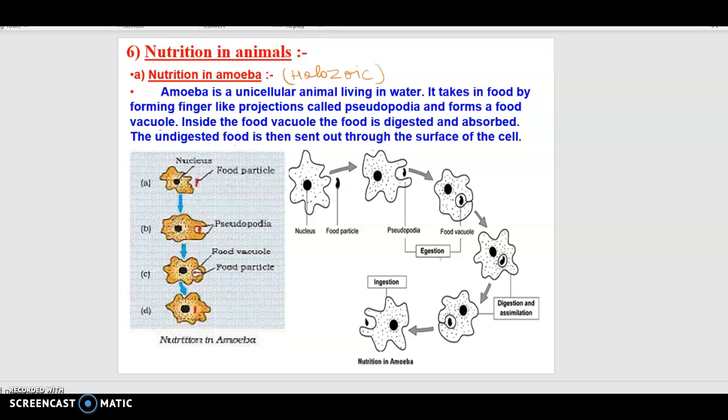And then inside the food vacuole some enzymes are there which help in digestion and assimilation. Finally, the undigested food moves out with the help of the process of egestion. So undigested food is then sent out through the surface of the cell.